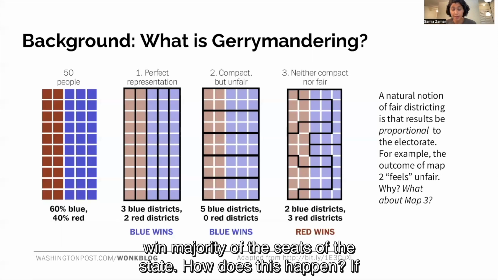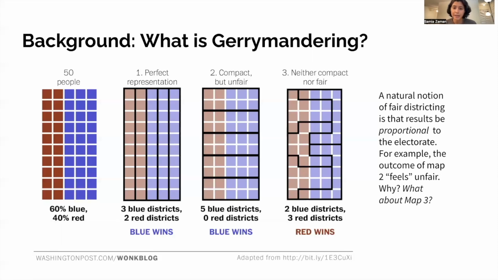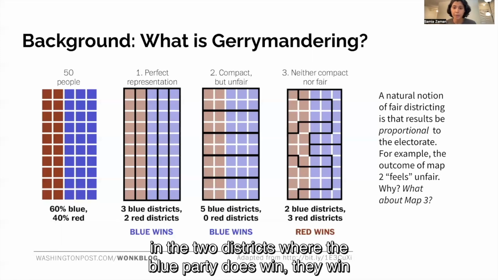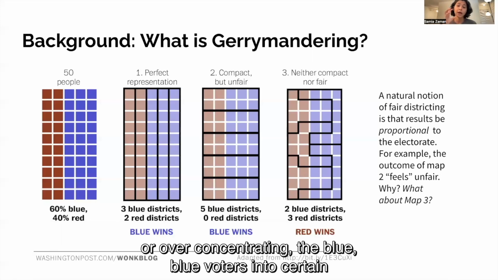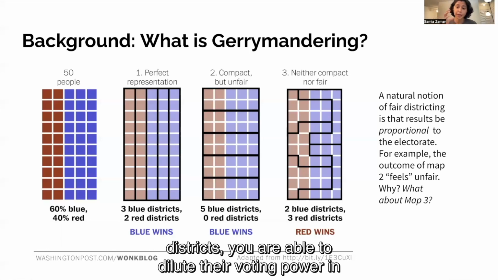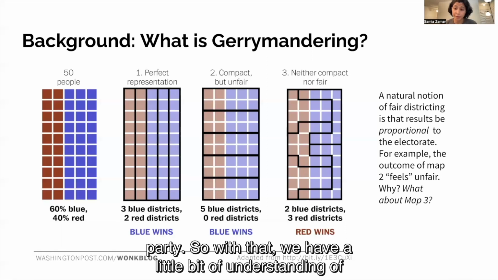How does this happen? If we zoom in a little bit closer on this third map, we see that in the 2 districts where the blue party does win, they win with a supermajority of 90%. So this implies that by packing or over-concentrating the blue voters into certain districts, you are able to dilute their voting power in other districts, and so tip the balance in favor of the red party.